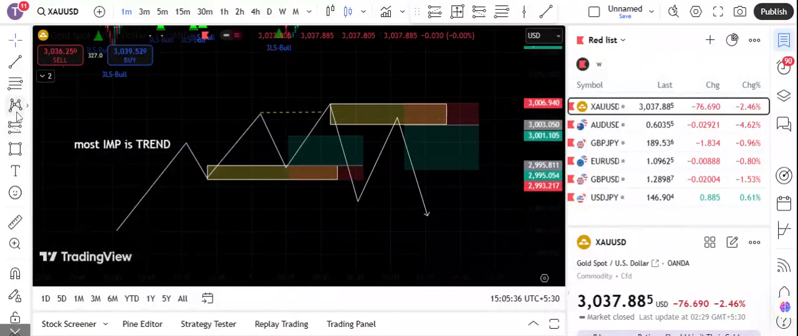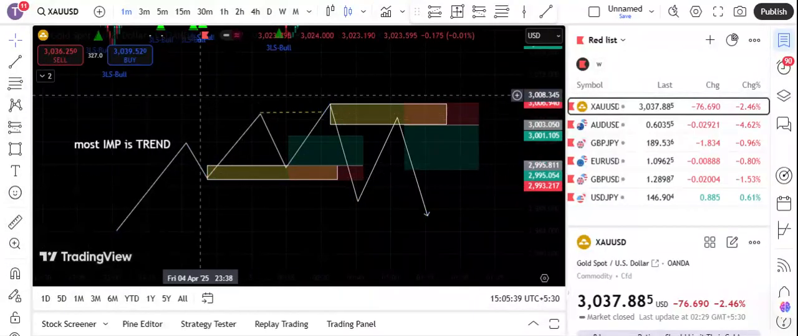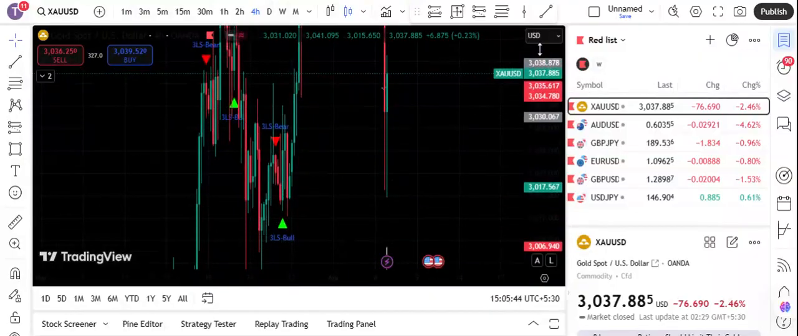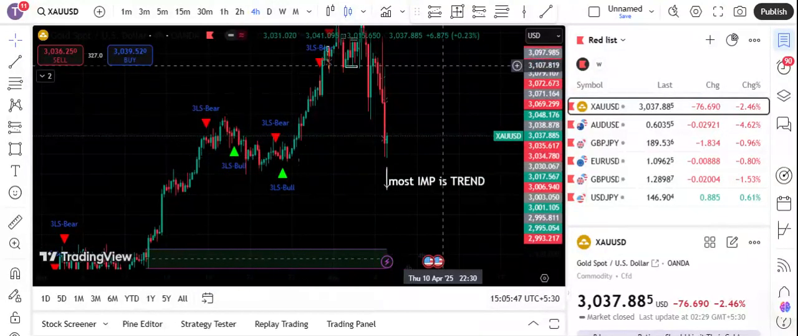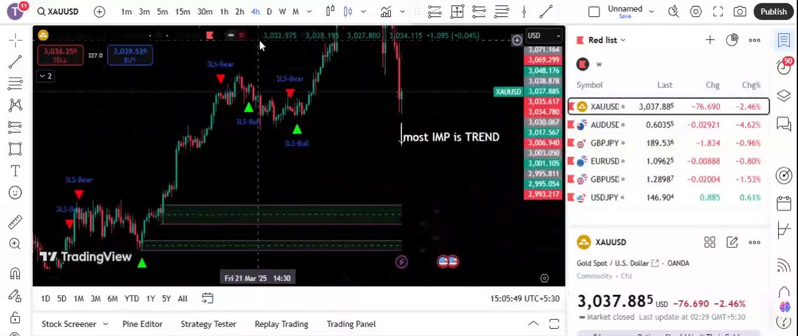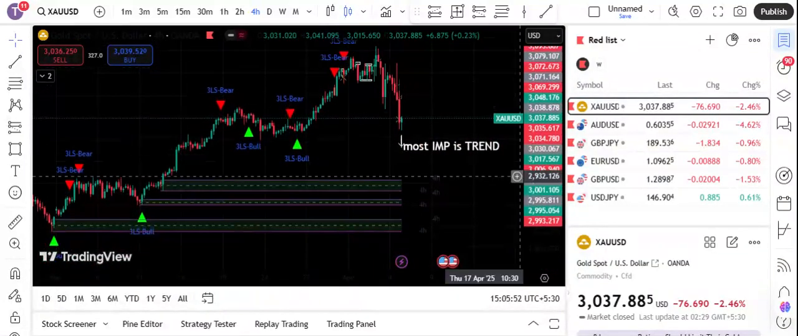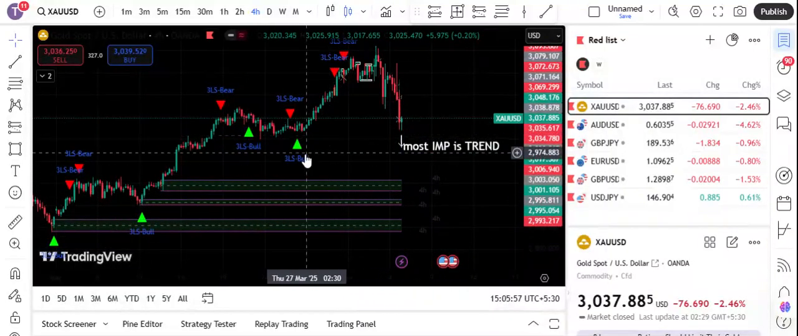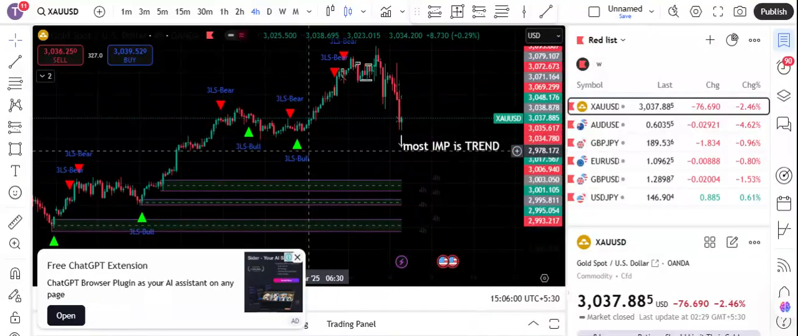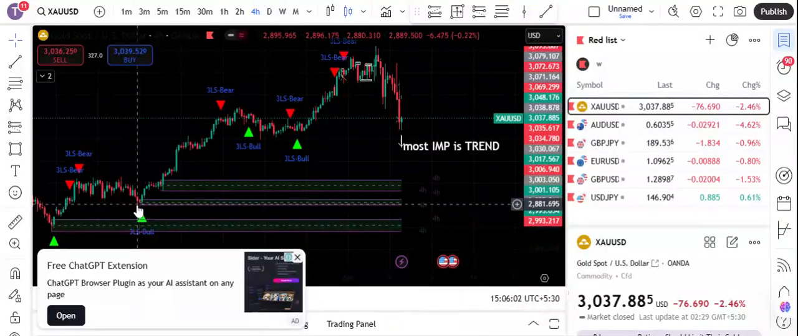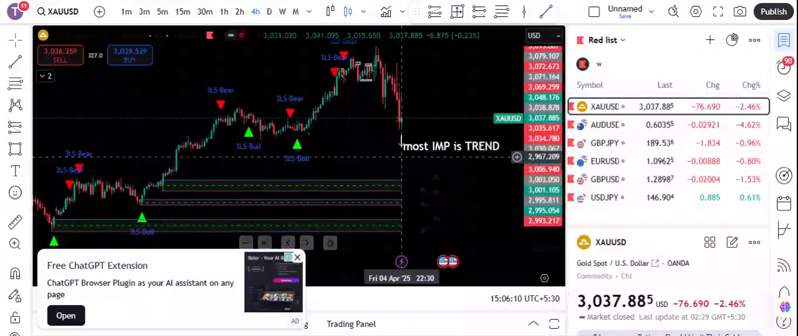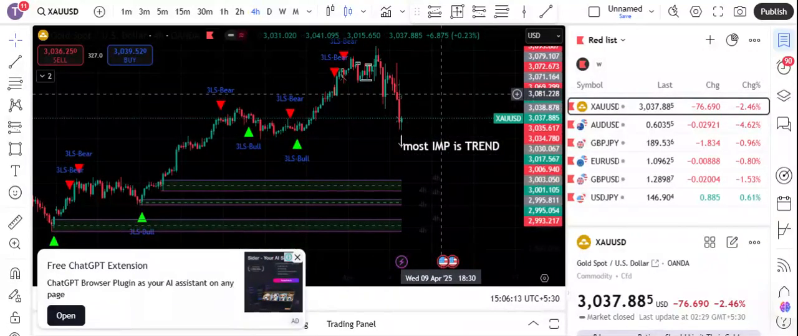Now how are we going to identify trend? Most people on YouTube tell you to move onto a 4-hour time frame and check what the trend is. Here we see gold has been bullish for a very long time. Now the swing low is somewhere here, the swing high is somewhere here. I'm talking about the 4-hour time frame. So we can see that gold is still bullish.